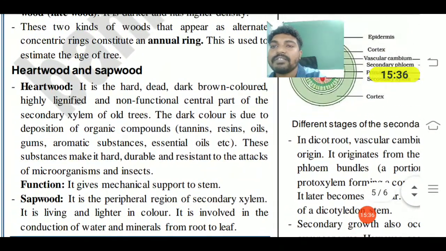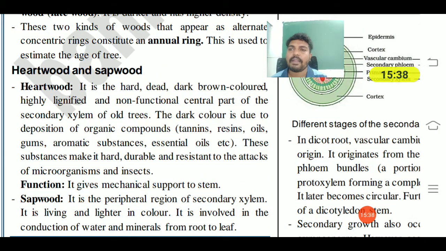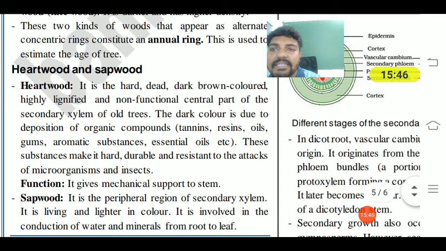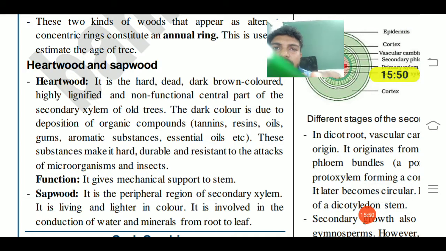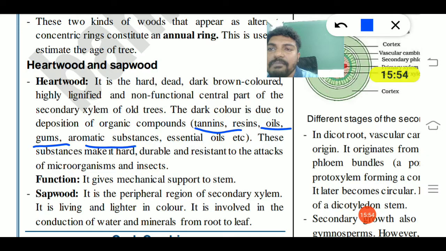Hardwood and sapwood here, that is due to the distribution of some organic compounds such as tannins, resins, oils, gums, aromatic substances, essential oils, and that makes it hard, durable and resistant to the attacks of microorganisms and insects.